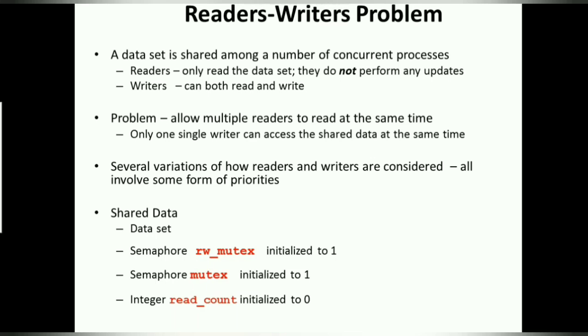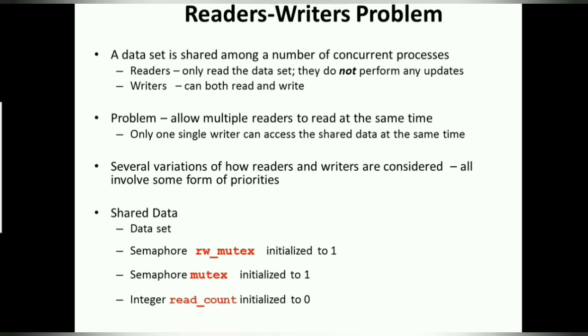But the same does not hold good for a writer process. We cannot allow more than one writer process on the shared data at the same time, because the writer process is manipulating the data. If we allow more than one process to manipulate the data at the same time, we may again end up with data inconsistency issues. Now let us see what the semaphore solution for the reader-writer problem is.